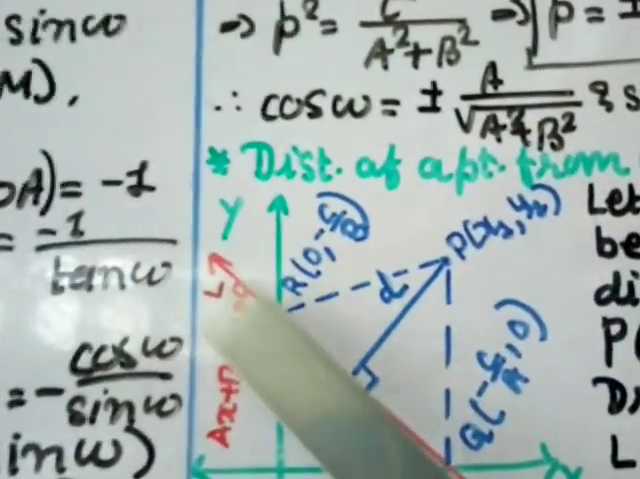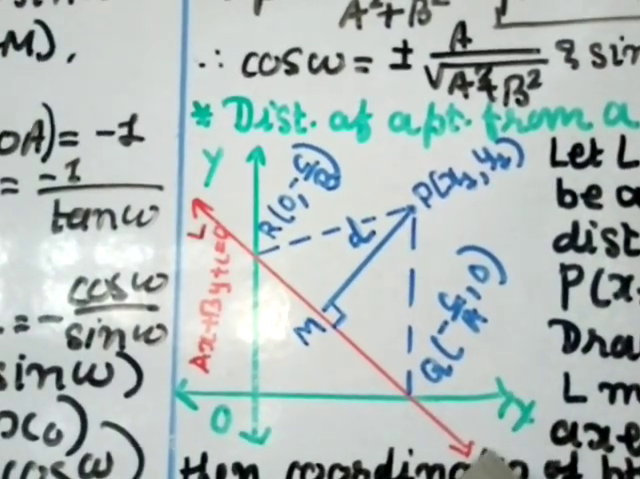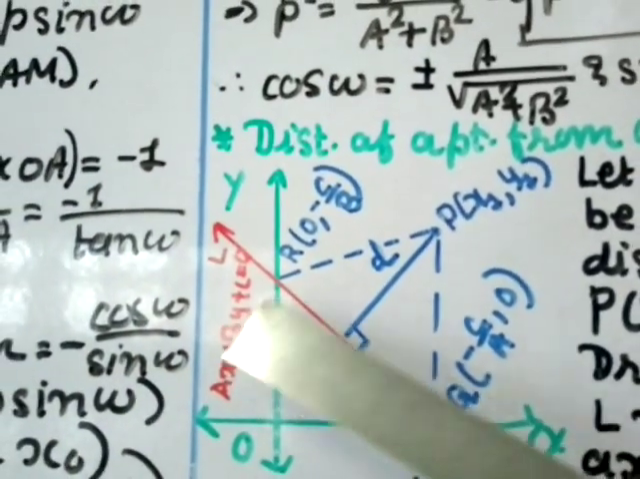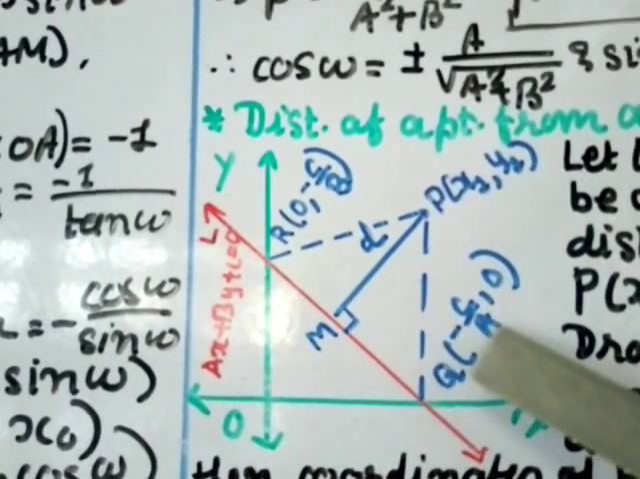Okay, now see this line L, when it is intersecting the x-axis, at that time the y coordinate on the x-axis is 0. So you put the y value 0. So when you put y value 0, the x value from here will be minus c by a.